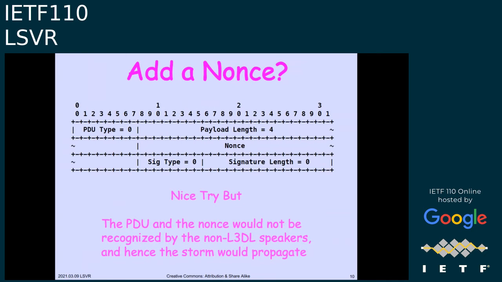Okay. One approach, aside from, as Paul and Fenron point out, trying to use standard layer two damping tools, is: do we add a nonce? No. Nice try, because the PDU nonce wouldn't be recognized by those non-L3DL speakers. So the storm would propagate. Next slide, please.